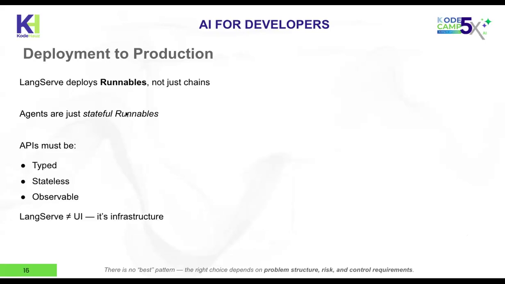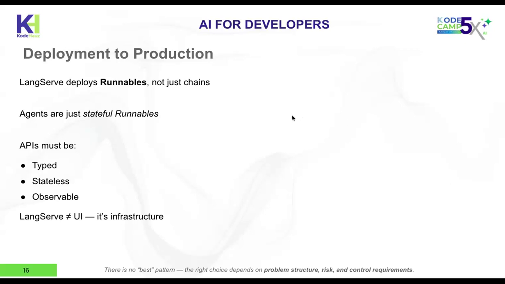Okay, then, so at the end of the day, LangServe deploys runnables, not just chains. Agents are just stateful runnables. So APIs must be typed, stateless, and observable. The main thing to remember is that your deployed model or your model backend is not a user interface. It is something you will later on connect to a user interface that you will call.